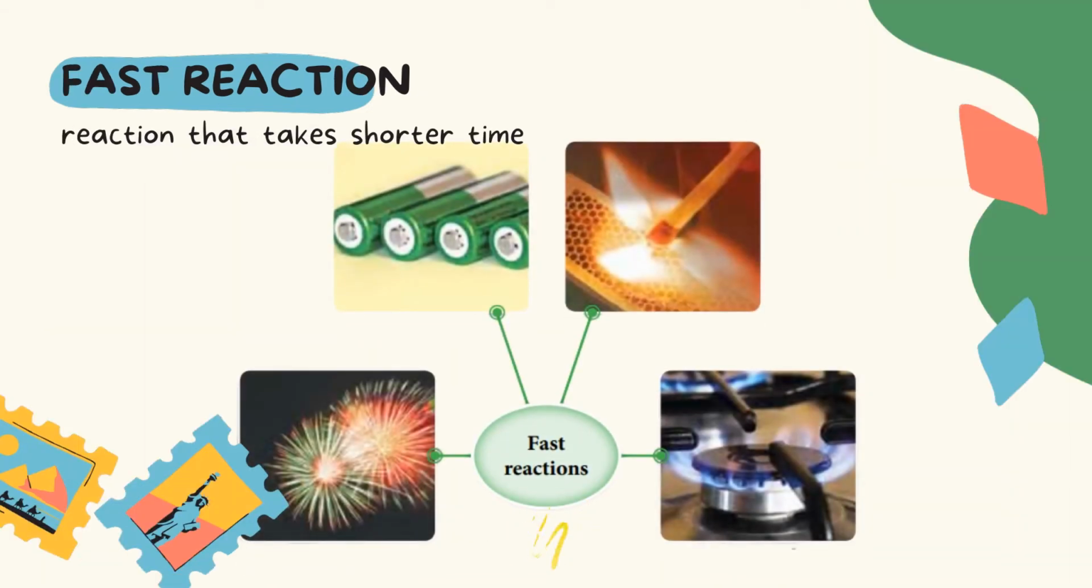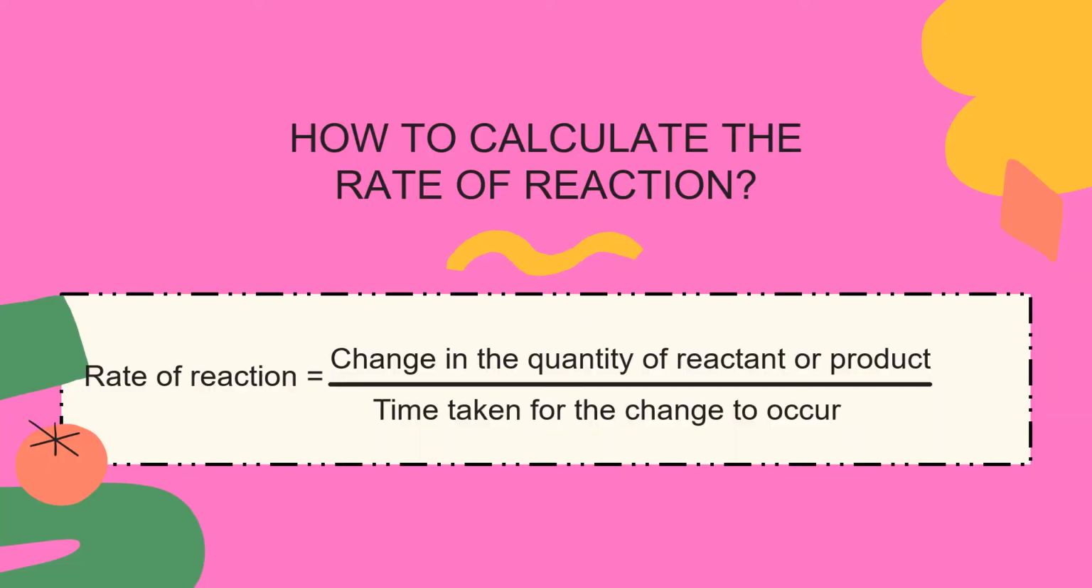And here are some examples of fast reactions, which are reactions that take a shorter time to complete. The examples are electric cell reaction, fireworks, ignition of matches, and combustion of gases.